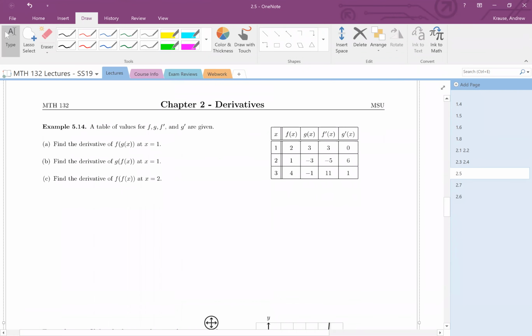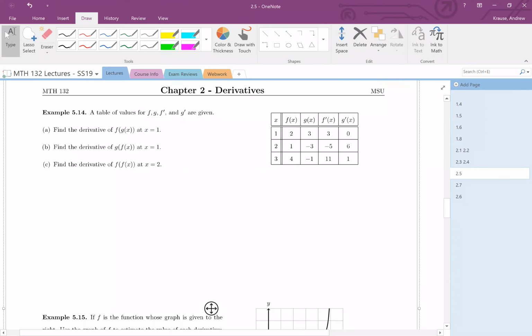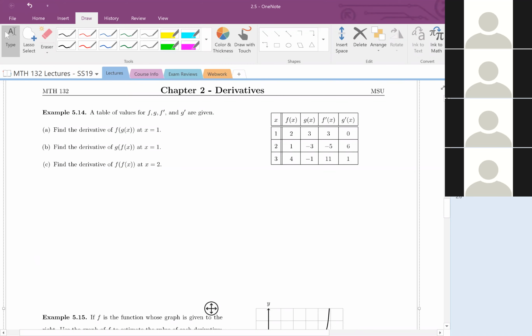Now we did a bunch of examples that were really formulaic because we had the formula and it was just a direct application of the chain rule. Now for example 14, we're going to need to use a table with the chain rule.